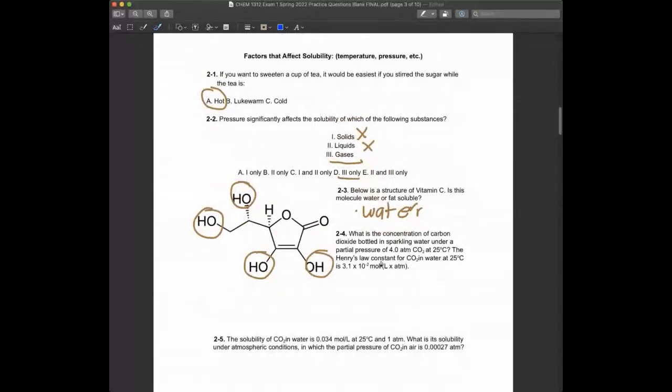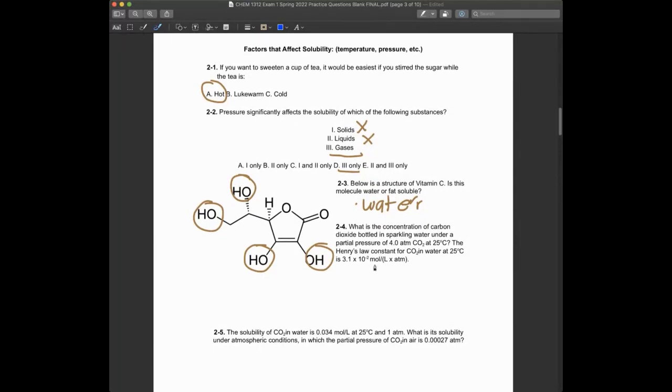Okay, so let's do problem 2.4. What is the concentration of carbon dioxide in sparkling water under a partial pressure of 4 atm of carbon dioxide at 25 degrees Celsius? The Henry's law constant for carbon dioxide in water at 25 degrees Celsius is 3.1 times 10 to the power negative 2 mole over liter times atm.